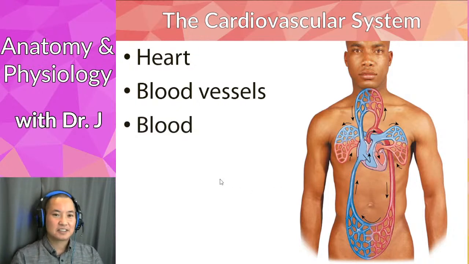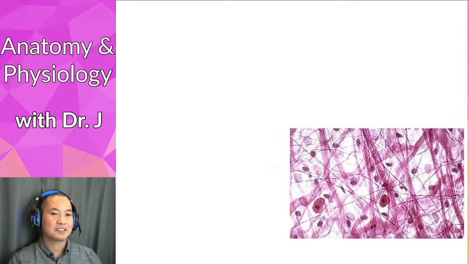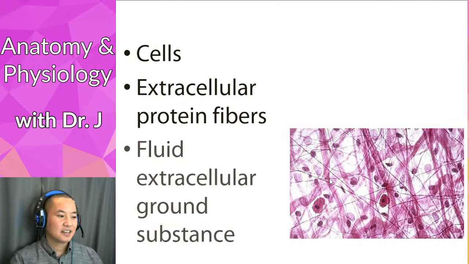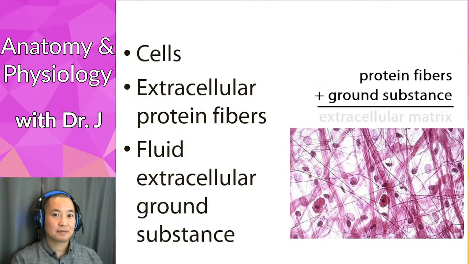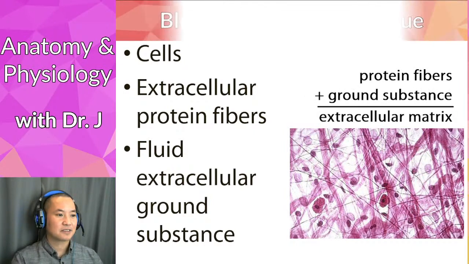Right? So okay, but it's not just about the anatomical structures, but what's inside the heart and also in the blood vessels. That is the blood as well. Is blood a tissue? If you don't know what a tissue is, go back to chapter 4 because that's all about tissues. But what are the basic components of a tissue? You have cells, you have extracellular proteins, and you have this thing called ground substance, which is the fluid component of what we call the matrix. So we have protein fibers plus the ground substance is a matrix, or sometimes called extracellular matrix.